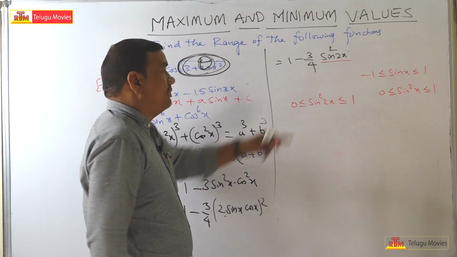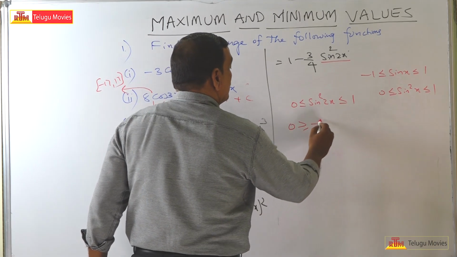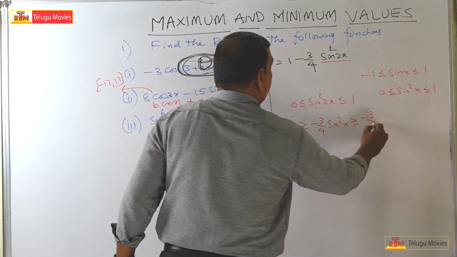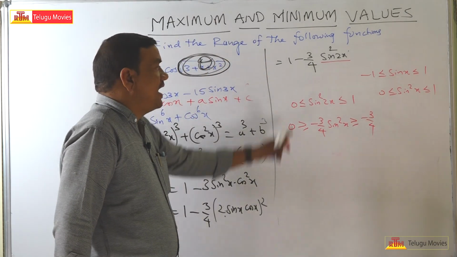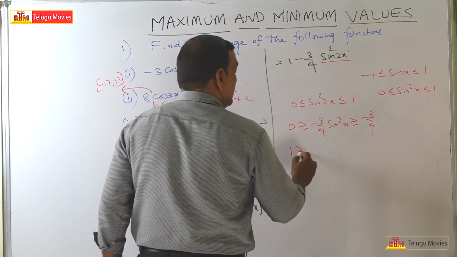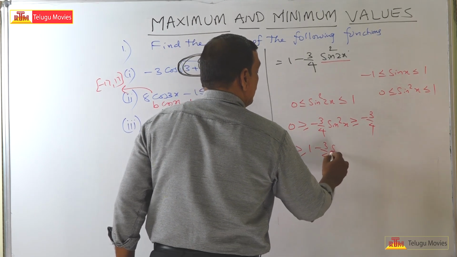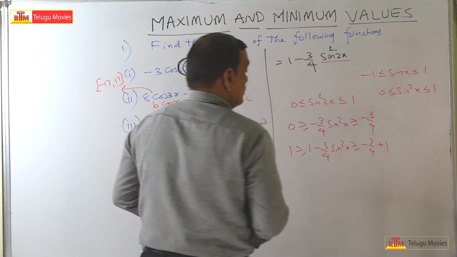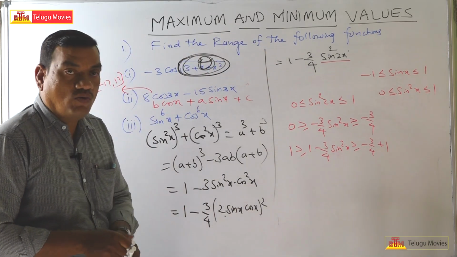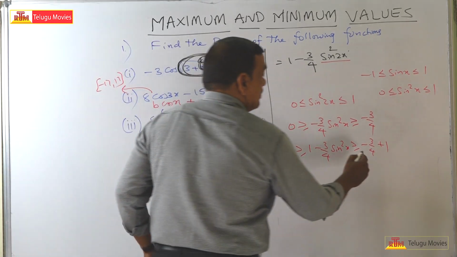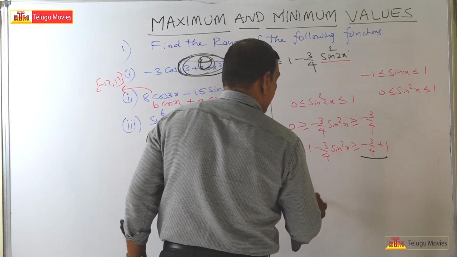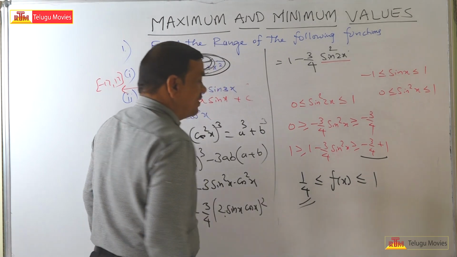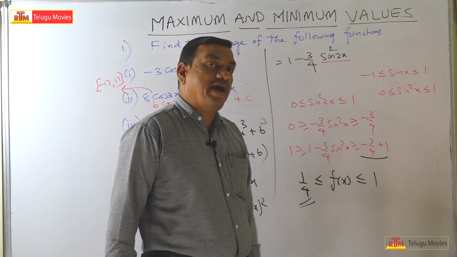Multiply with minus 3 by 4, that is 0 greater than or equal to minus 3 by 4 sin square x greater than or equal to minus 3 by 4. Now add 1, that is 1 greater than or equal to 1 minus 3 by 4 sin square x greater than or equal to minus 3 by 4 plus 1. So ultimately, what remains? This is your maximum value, that is 1 by 4 less than or equal to your function less than or equal to 1. So this is your minimum value and it is your maximum value.